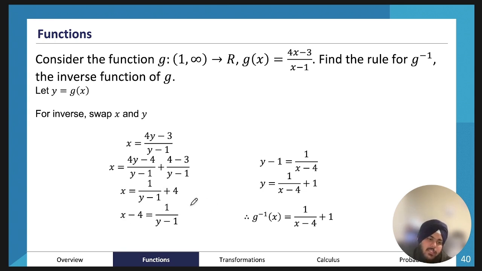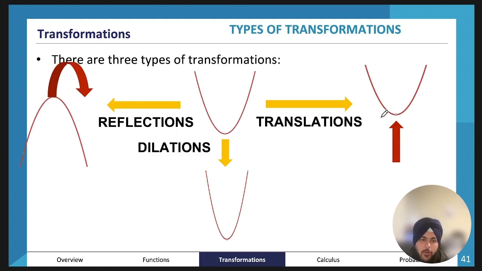Next, we can move the 4 to the other side, and then we can move the x minus 4 in the denominator and swap it with the y minus 1, and rearrange to make y the subject to give you g inverse of x. So really, a really crucial process that comes again and again in exam 1. You should be really familiar with how to go from the normal to the inverse. Let me know if you have any questions for that part of today's content. Otherwise, we'll move on to transformation.